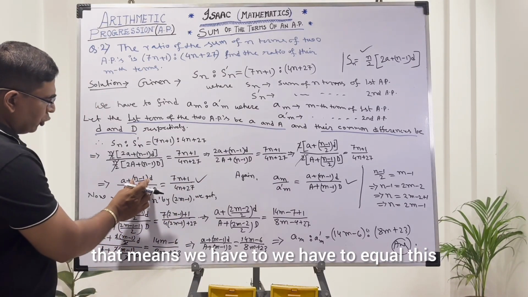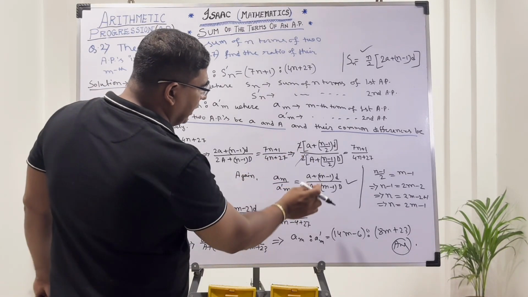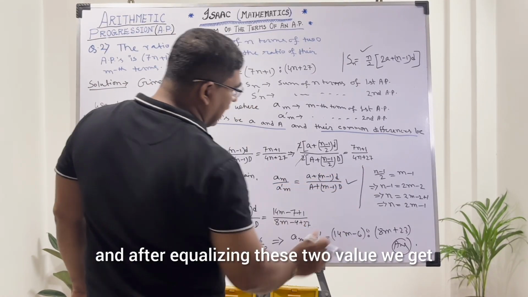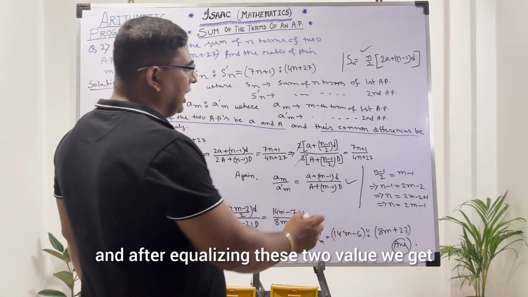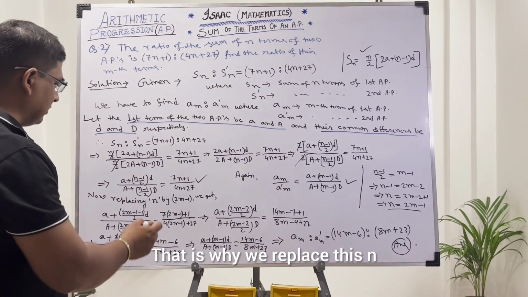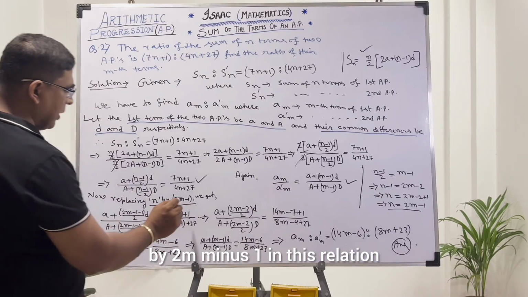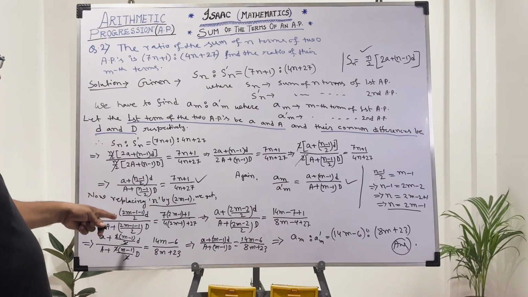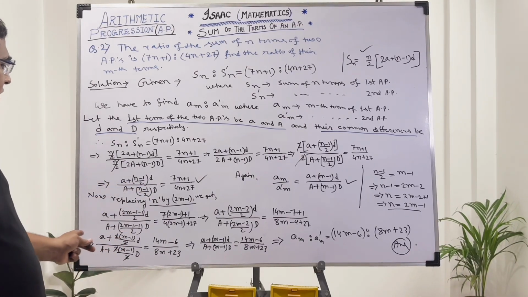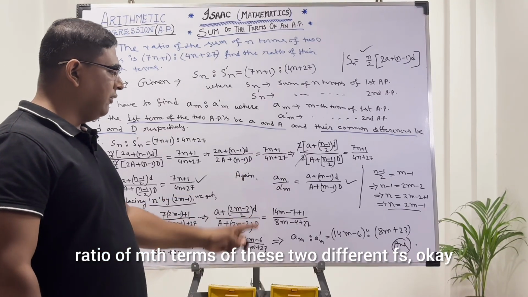That means we have to equal this value n minus 1 whole divided by 2 with this value m minus 1, and after equalizing these two values we get n equals to 2m minus 1. Okay, that is why we replace this n by 2m minus 1 in this relation. So after replacing n by 2m minus 1, we get the ratio of mth terms of these two different APs. Okay.